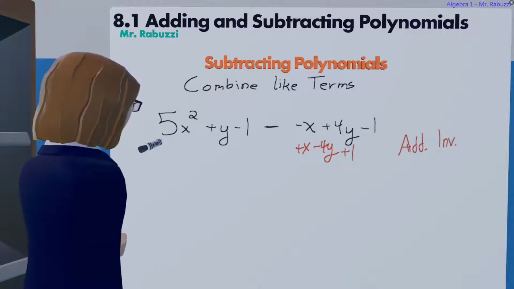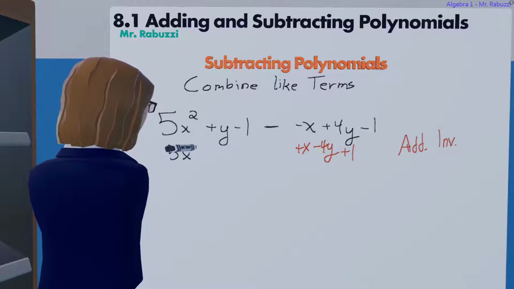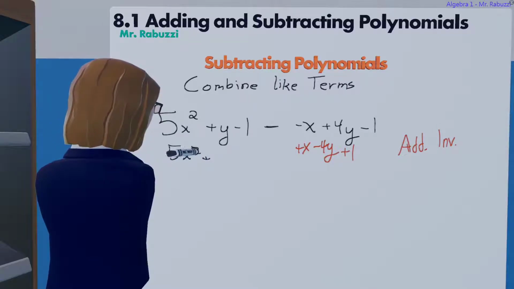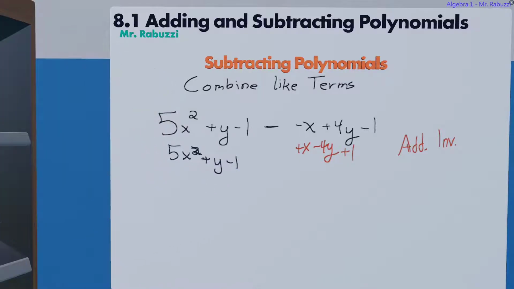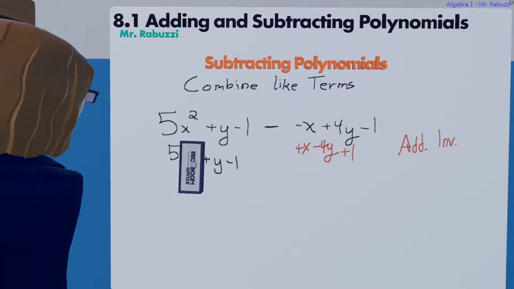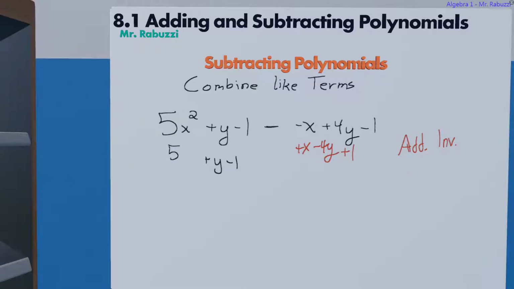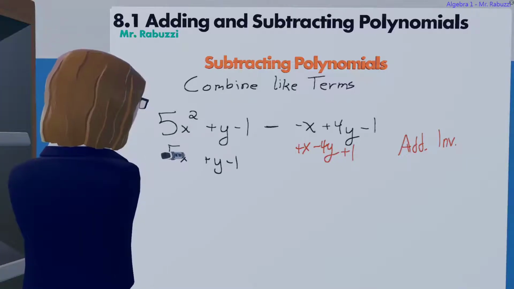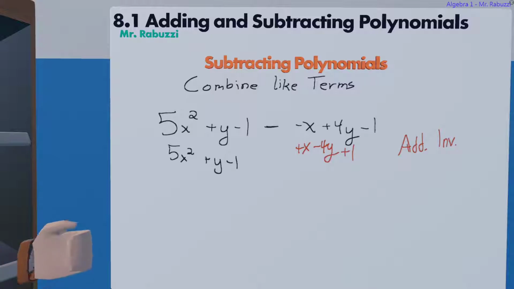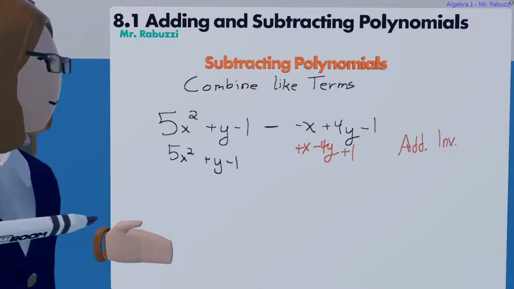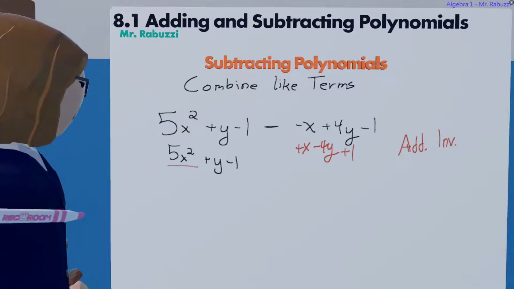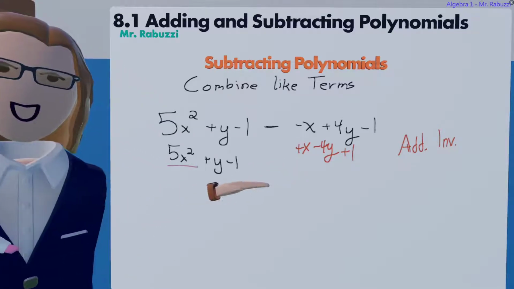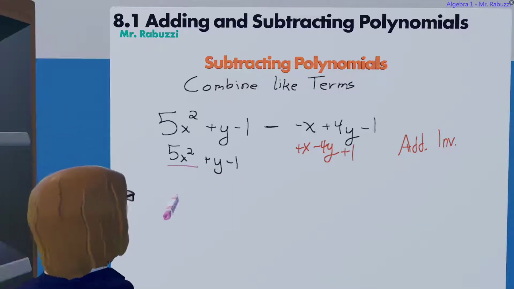Our first term did not change. We have 5x squared plus y minus 1. So the first term did not change. The second term became opposite, or the inverse, right? Inverse means opposite, mostly. Now we're going to combine. Start with the first term, 5x squared. Anywhere else have x squared? Nope. So we'll just write it down here.